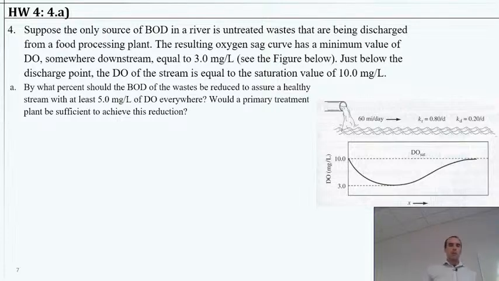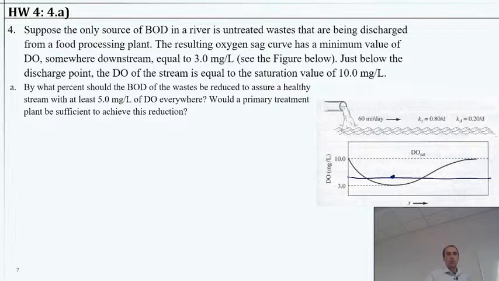Part A says, by what percent should the BOD of the wastes be reduced to assure a healthy stream with at least 5 milligrams per liter of DO everywhere? So basically, we want to redraw the sag curve and find out what we need to do to achieve a new minimum at 5, so that wherever that minimum is occurring, it only goes to 5. That's a very bad curve, so I'm just going to leave it there.